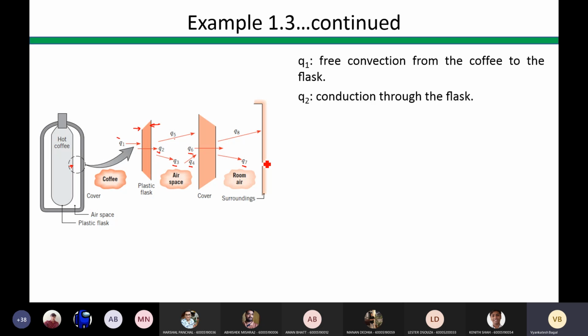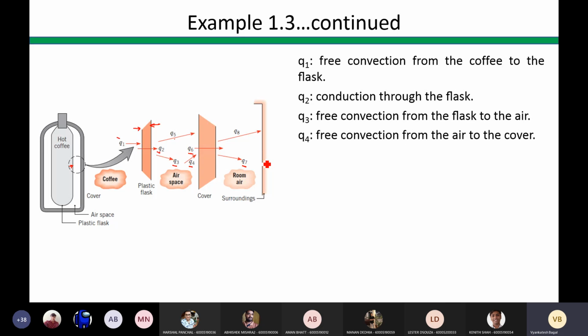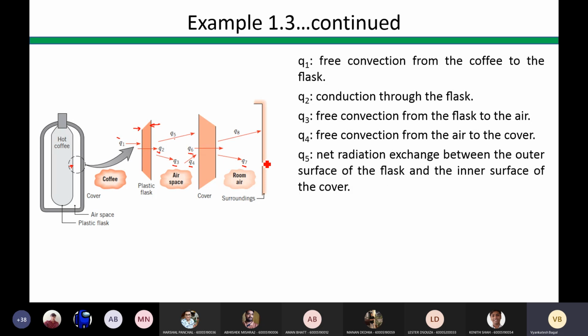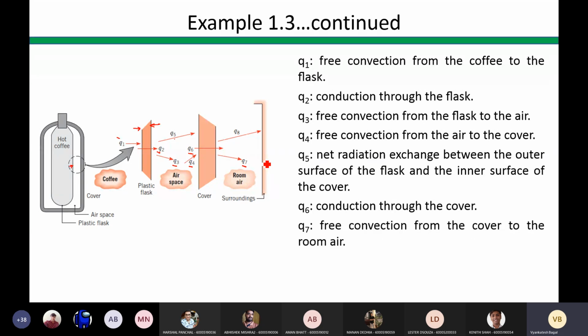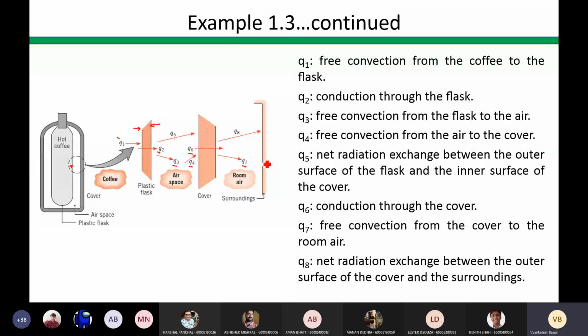So Q1 is the free convection from the coffee to the flask. Then Q2 is the conduction through the flask. Q3 is free convection from the flask outer surface to the air. Q4 is free convection from the air to the inner surface of the cover. Q5 is the net radiation exchange between the outer surface of the flask and inner surface of the cover, right? Q6 is the conduction heat transfer through the thickness of the cover. Q7 is free convection from the cover to the room air. And last, Q8 is the net radiation exchange between the outer surface of the cover and the surroundings.